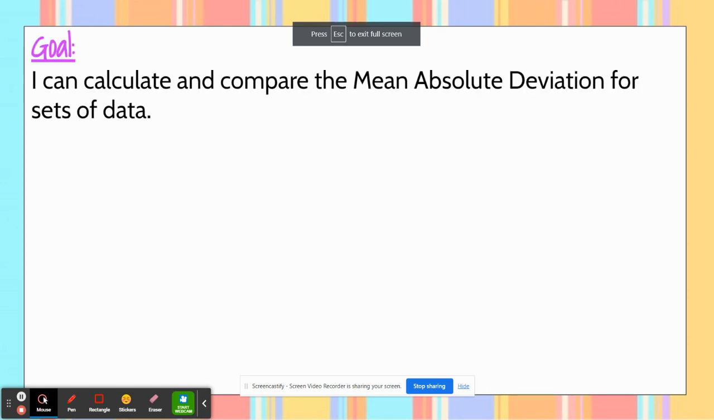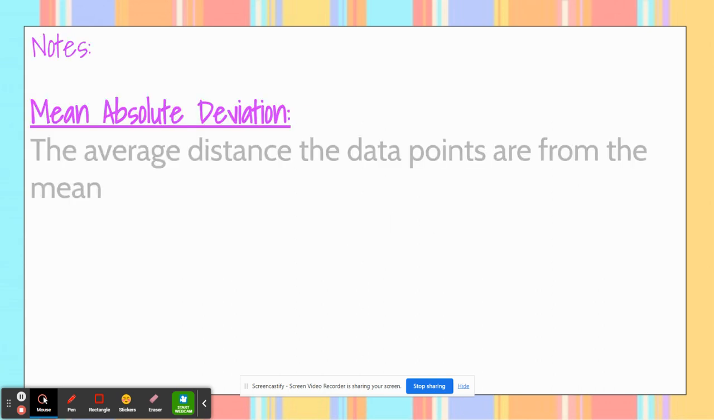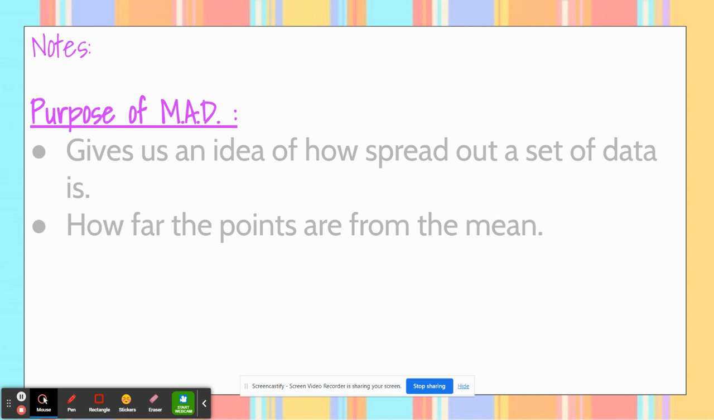Mean absolute deviation. Our goal is to calculate and compare the mean absolute deviation for sets of data. Mean absolute deviation is defined as the average distance the data points are from the mean. The purpose of the mean absolute deviation is that it gives us an idea of how spread out a set of data is and how far the points are from the mean.